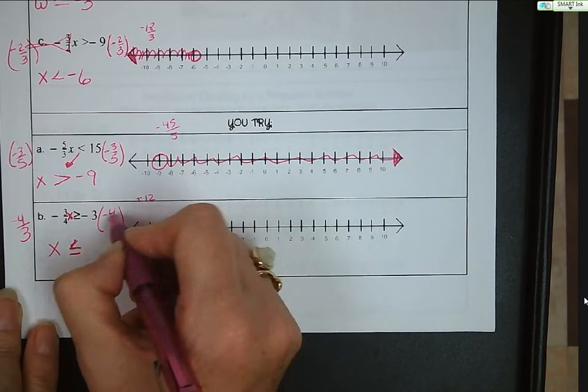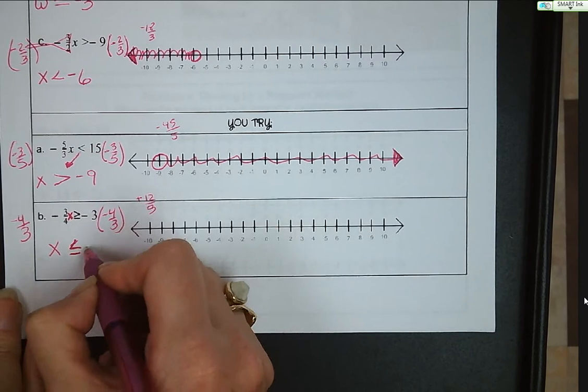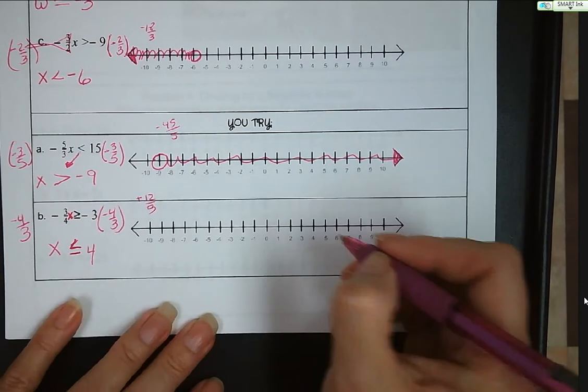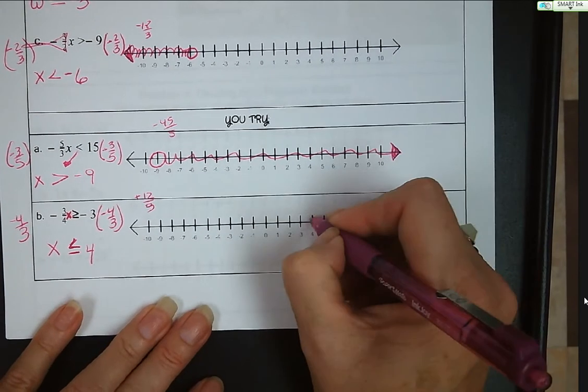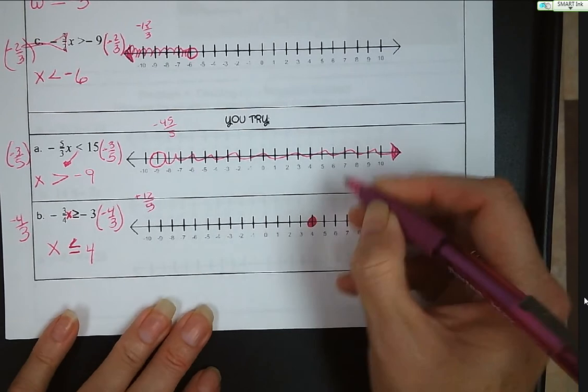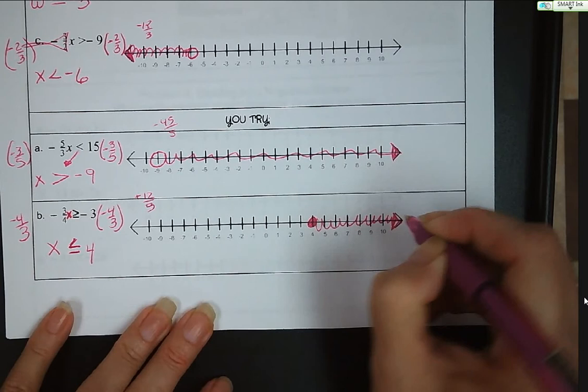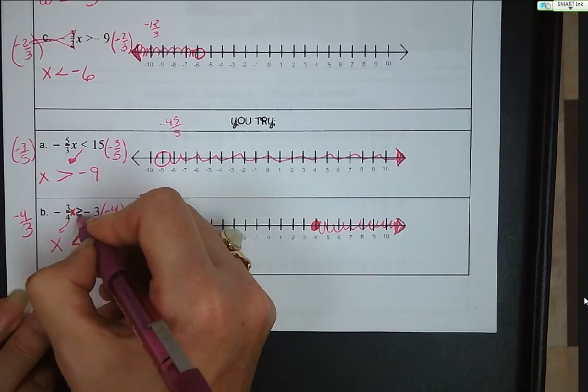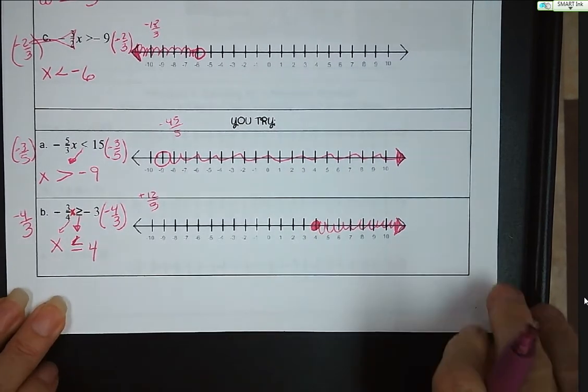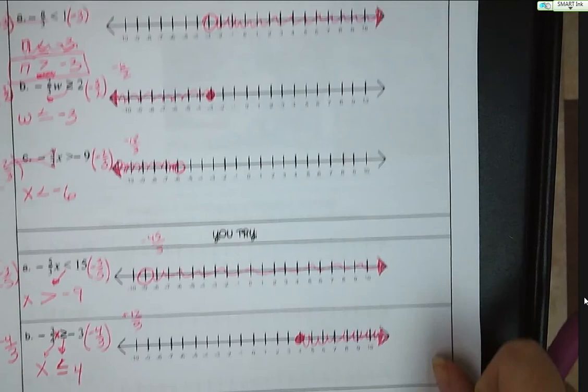Negative 1. So it is going to be a positive 4. X is less than or equal to positive 4. So you have a closed dot at positive 4, and it is less than or equal to, where there would have been an x. Less than or equal to.